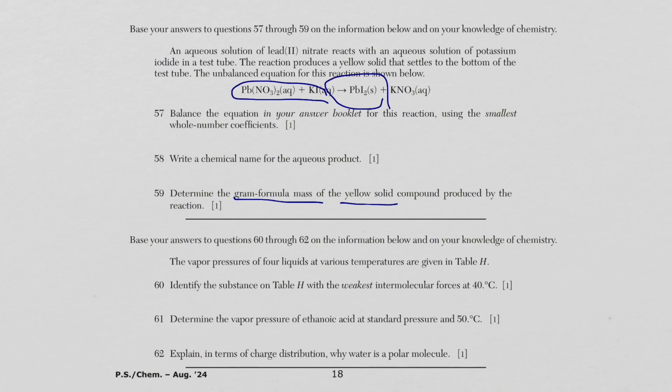When I teach gram formula mass, what I'm going to suggest is you list the elements as they appear in the formula, then the number of times they appear in the formula, which is once for lead, twice for iodine. You're going to pull the atomic masses off of the periodic table, multiply them out, and add them up.